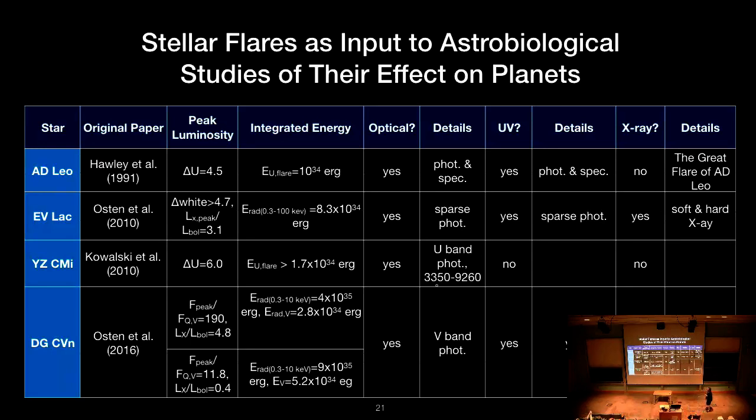And this is a slide that I just wanted to show because I'm talking to astrobiologists. Some of you may have participated in studies looking at stellar flares as astrophysical input to the impact on planets. And the Great Flare of AD Leo, which Suzanne Hawley published several years ago, gets a lot of love. I just want to point out that there's a diversity of different kinds of flares. This one's great, because some of these are even super.